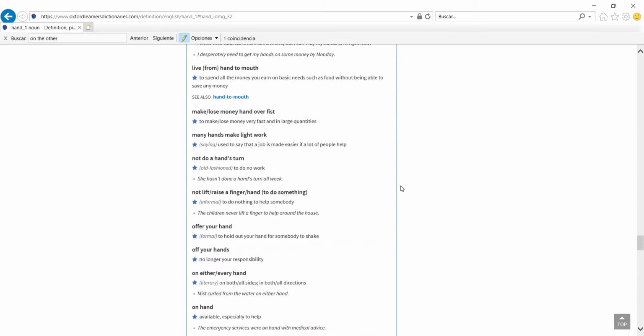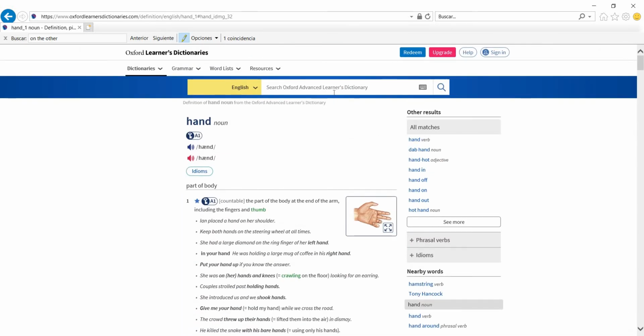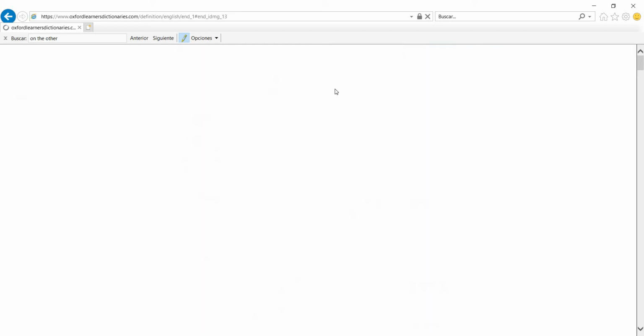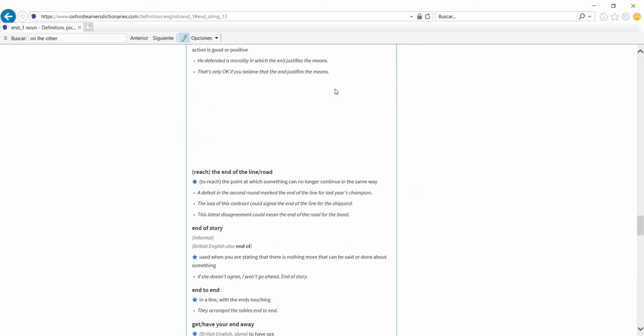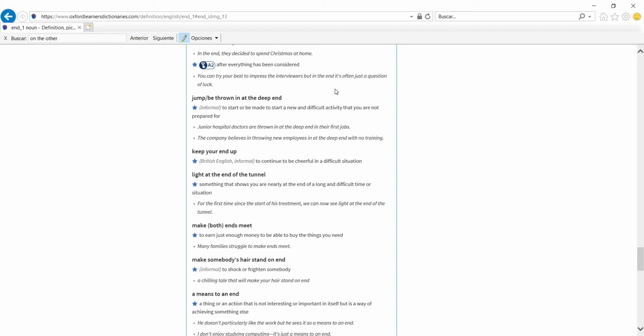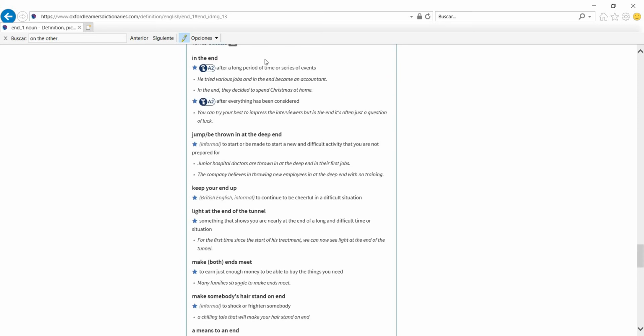We'll continue. Actually, then you will do all the activities and you'll let me know if you have any queries, right? But the other one that tends to cause trouble is "in the end," right? "At the end" seems to be a more referential expression, so at the end of something, but "in the end" means after everything is considered, right, or after a long period of time, right? So: "He tried various jobs and in the end became an accountant." "In the end, they decided to spend Christmas at home."